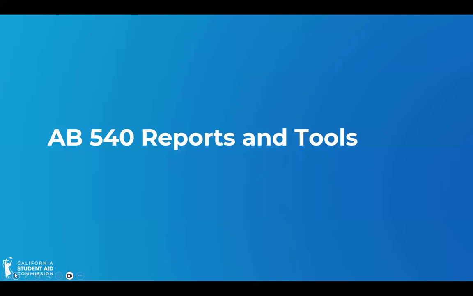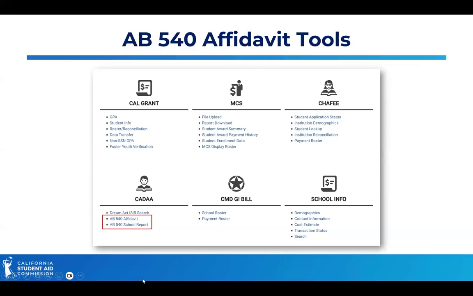All right, let's move into the last section. I believe this is the last section of today's presentation. And this is on your AB 540, Assembly Bill 540 reports and tools. So Assembly Bill 540 is the legislation that allows our DREAM Act applicants to pay the same in-state tuition that their cohorts, their other fellow students who are FAFSA filers, receive.